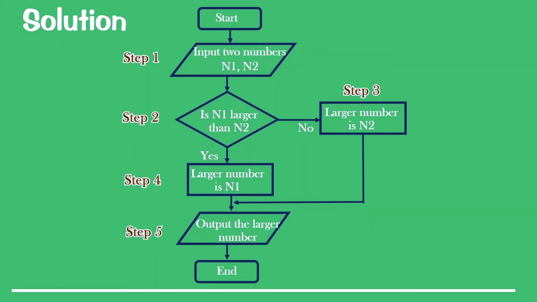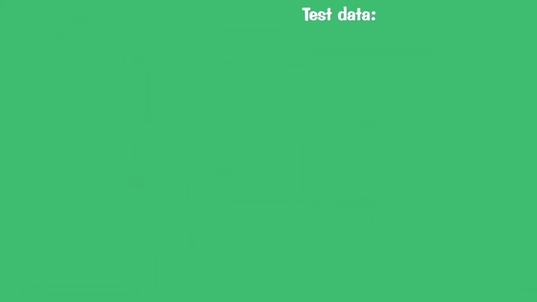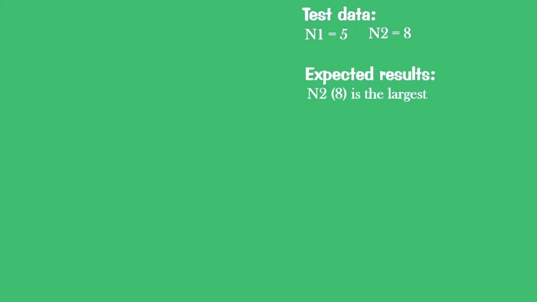Now viewers, can we test our flowchart to check if it's correct? Let's do it. Test data: n1 is equal to 5, n2 is equal to 8. Expected result should be 8.